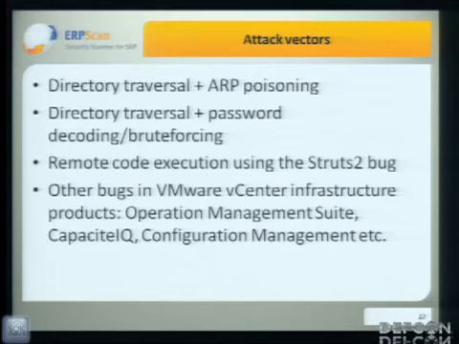So there are 4 vectors to attack vCenter. We found directory traversal and ARP poisoning, directory traversal and password decoding with Fortic, and remote code execution using the Struts bug. Also, there are a lot of products in the vCenter infrastructure, like operations management suite, capacity and configuration management. They all have some sort of credentials for vCenter. So there may be other vulnerabilities in the system. So if you have one, you may think about how to make it more secure.